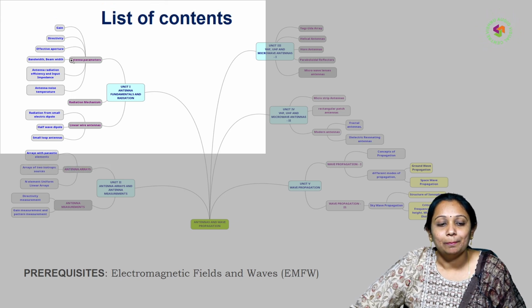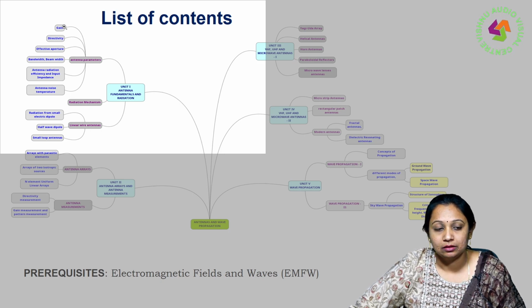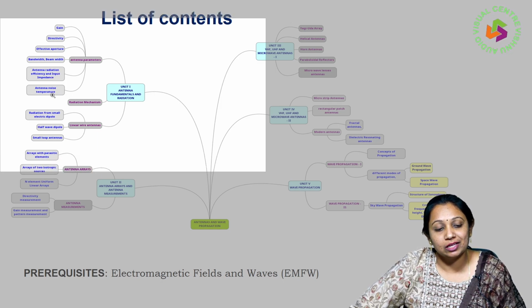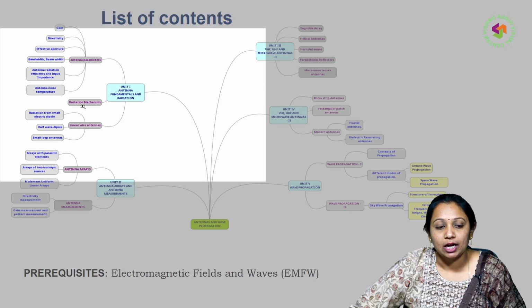Coming to the fundamental parameters of the antenna, we have different types of parameters associated with antennas. The first parameters are gain, directivity, effective aperture, bandwidth or beamwidth, antenna radiation efficiency, input impedance, and antenna noise temperature. Along with these, some more fundamental parameters are associated with the antenna. And coming to the second part, that is the radiation mechanism.